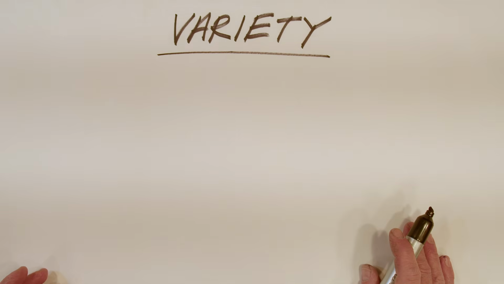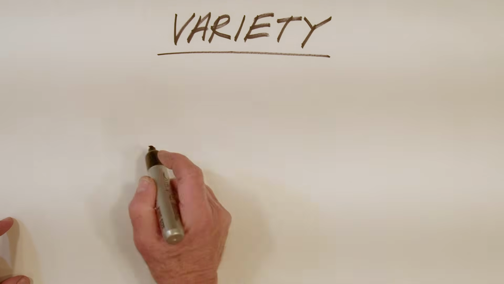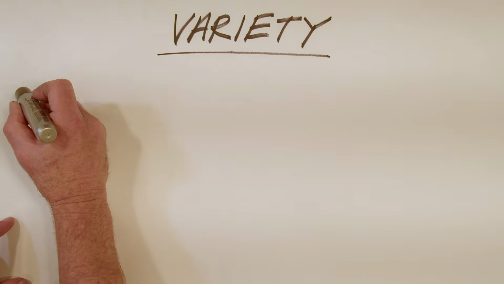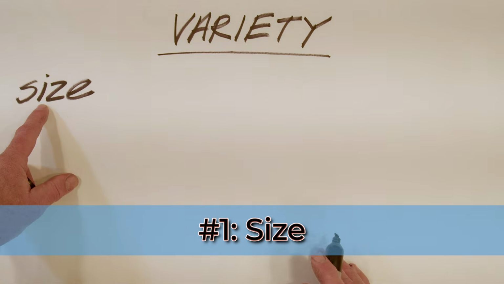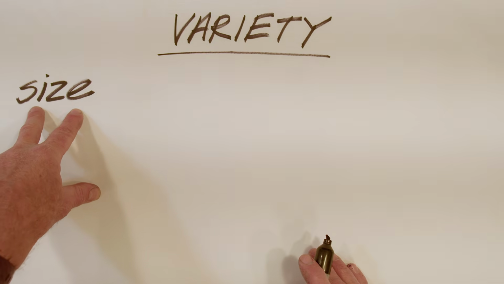Okay, let's start thinking about some of the different ways that we can put variety into our work. Probably one of the first, most obvious ones is size. Something big and something small, something short, something tall. That's what's going to make variety in your work.